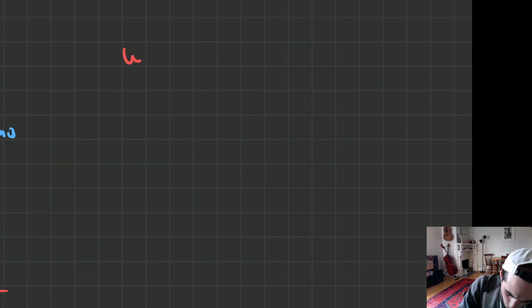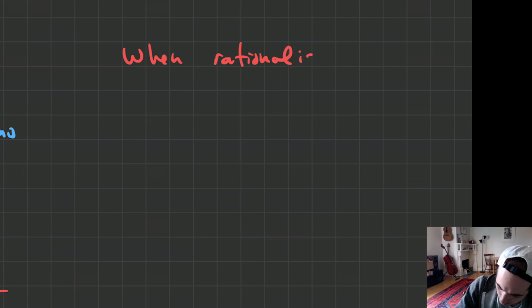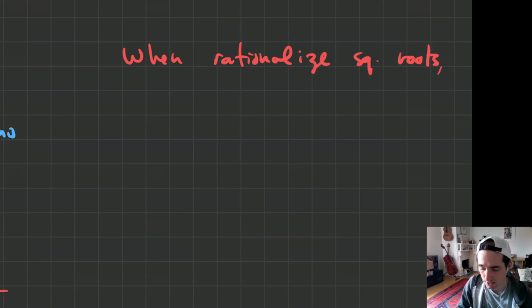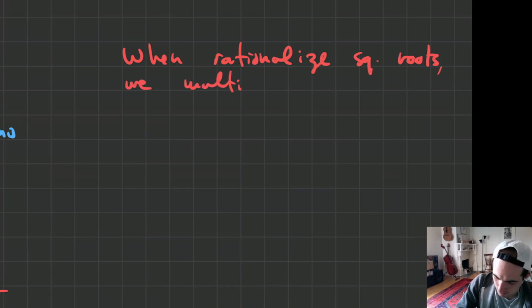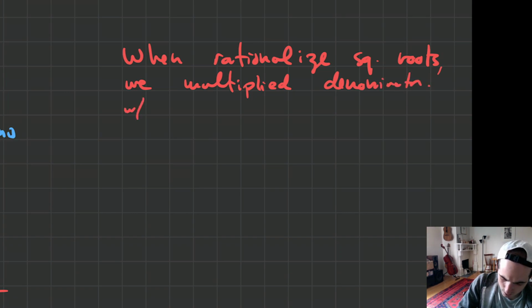So when we rationalize square roots, we multiplied the denominator with the square root.